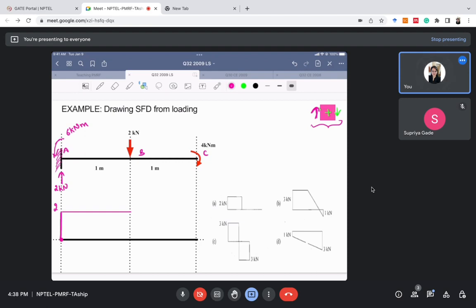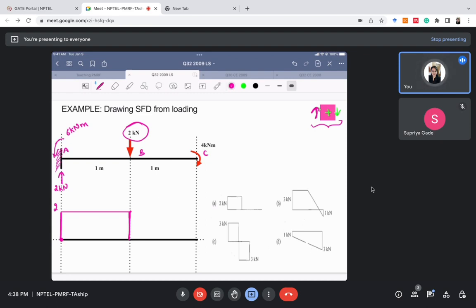At point B there is a downward load of 2 kilonewton. Whenever there is a downward loading, the shear force diagram drops by that particular amount. Here it was 2 kilonewton, but now we have encountered a downward point load, so the shear force diagram will drop by 2 kilonewton and become 0. Now we'll see section BC. At section BC, there is no loading.